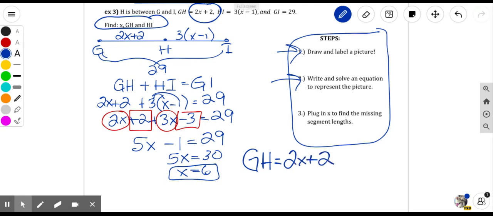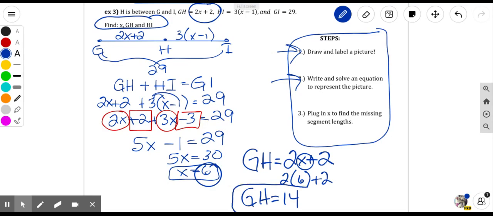We just found x was 6, so I can plug in 6 here. So it's going to be 2 times 6 plus 2. That's what I mean by plug in. 2 times 6 is 12. 12 plus 2 is 14. So that means GH is 14.